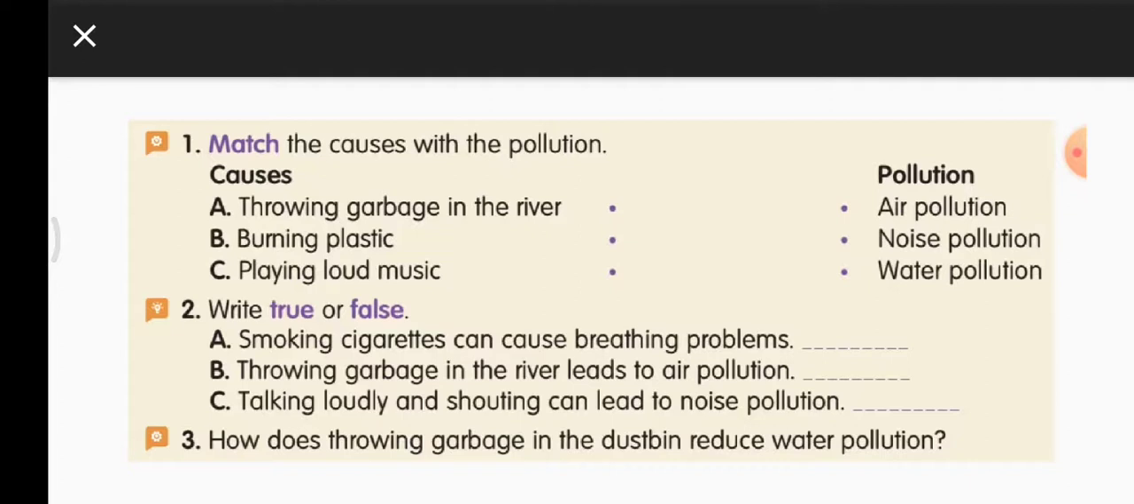Third one, how does throwing garbage in the dustbin reduce water pollution? We already discussed that many people are dumping garbage waste into the river bodies. People should not do like that. They have to use the dustbin or garbage bin. When people use the garbage bins and dustbins to dispose of waste, then we won't have any garbage in the river bodies. So we can bring down the water pollution to a great extent, right?